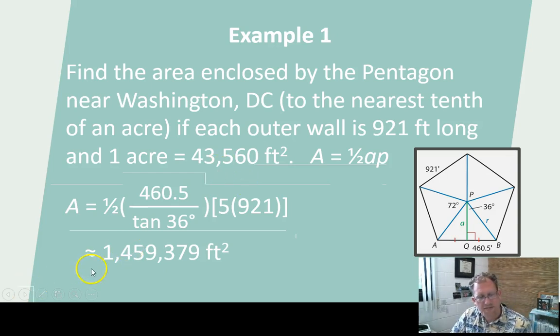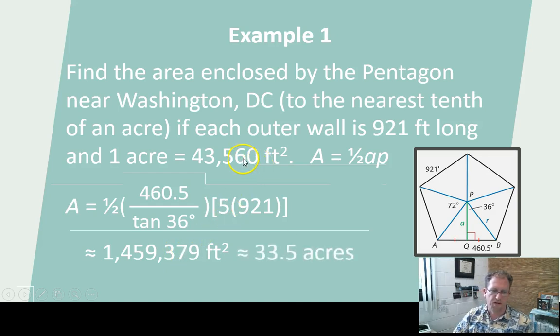Okay, so this is how many square feet, but I want to know how many acres. Each acre is this many square feet. So I've got to divide this many square feet by this many square feet, and I find out that the building is 33.5 acres.